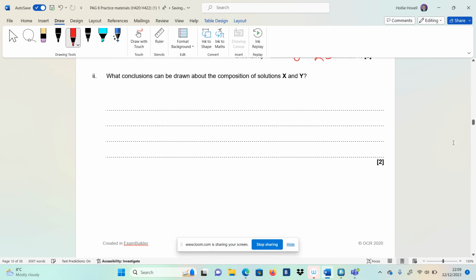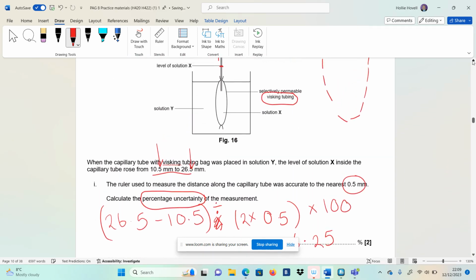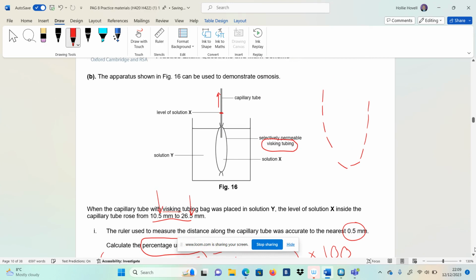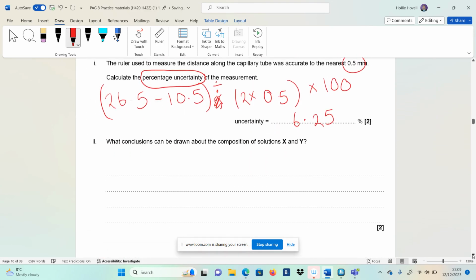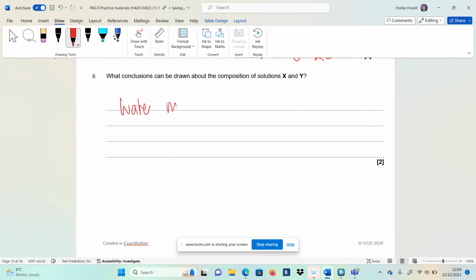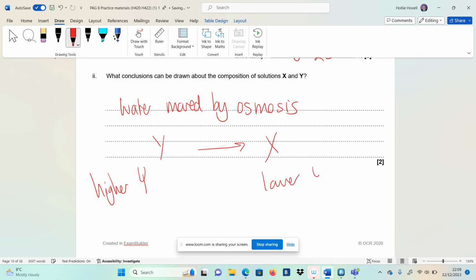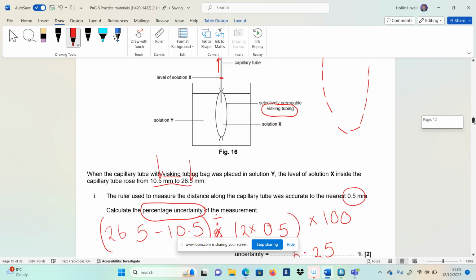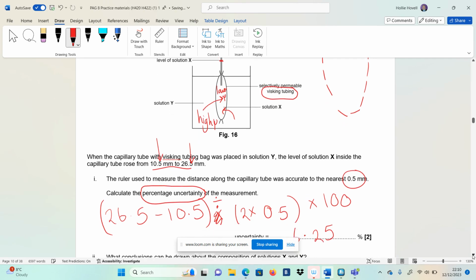What conclusions can be drawn about the composition of solutions X and Y? So we know that the liquid went up. So we know that water went from Y to X. If we know that the water moved by osmosis from Y to X, we must have higher water potential on this side and a lower water potential on that side. Okay, so the solution in Y outside the bag, where was Y? Let me double check before I say it out loud. Oh, yeah. So the water must have gone from Y into X. So it must have gone from a higher water potential here to a lower water potential here, because water always moves from a high water potential to a lower water potential.